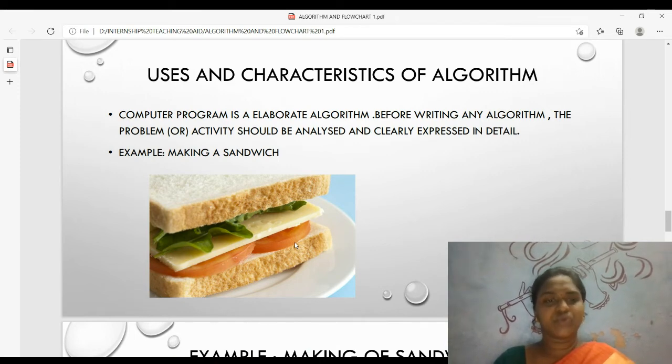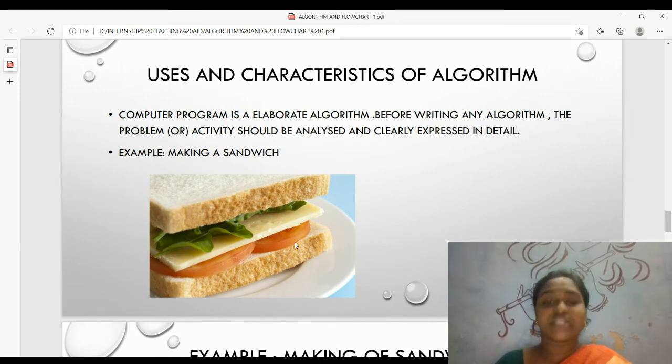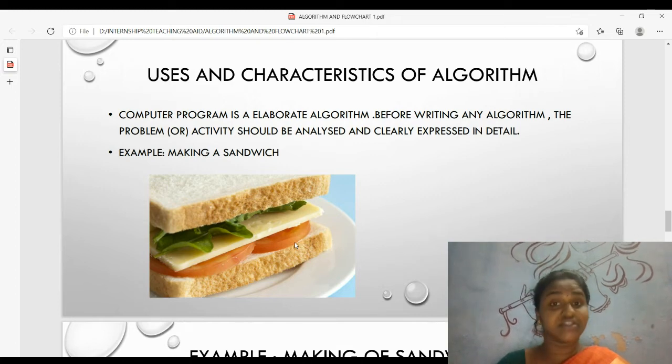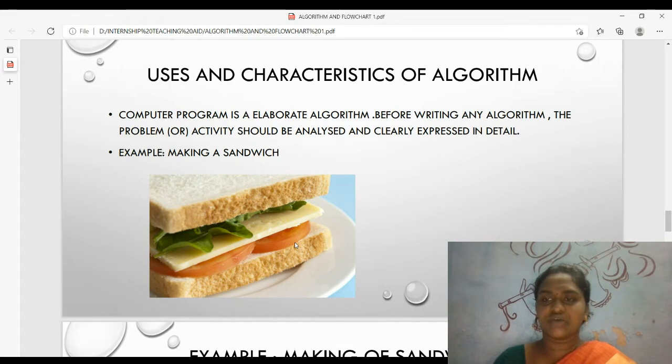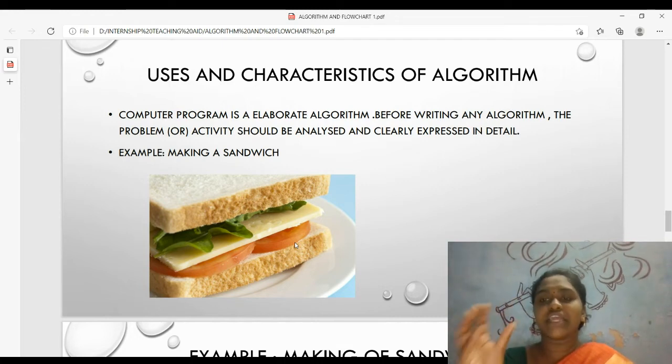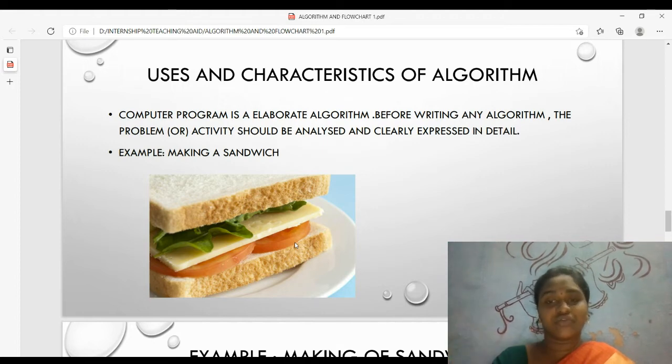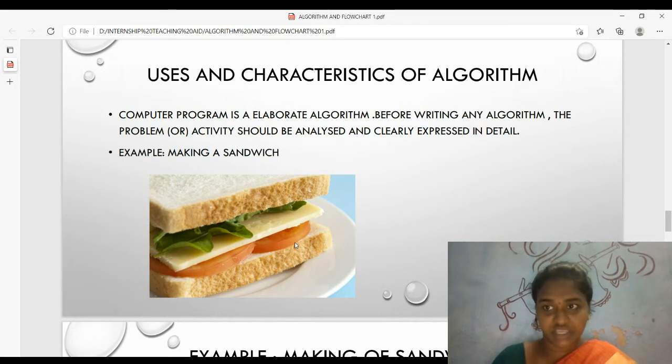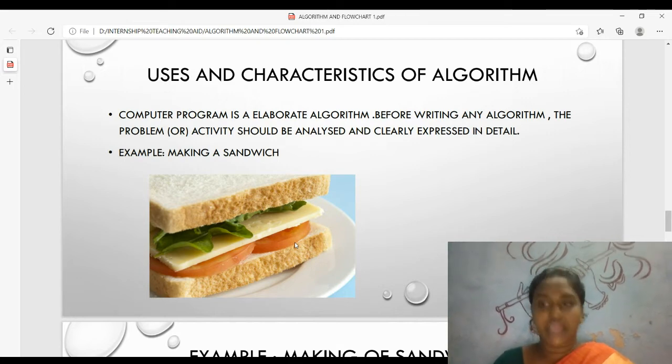Here, a computer program is an elaborate algorithm. Yes, it's true actually. Before writing any algorithm, just think of that. Writing an algorithm is not a big deal. For that particular process, we have to follow some certain rules. That's the main important thing before writing any algorithm.